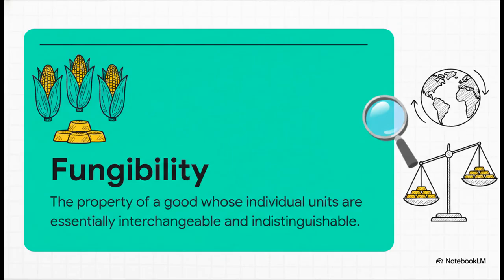So, a bushel of grade number 2 corn is the same whether it was grown in Iowa or Nebraska. A troy ounce of pure gold is a troy ounce of pure gold, whether it came from a mine in South Africa or Canada. And because they're interchangeable, they can be traded in massive quantities all over the world, sight unseen.